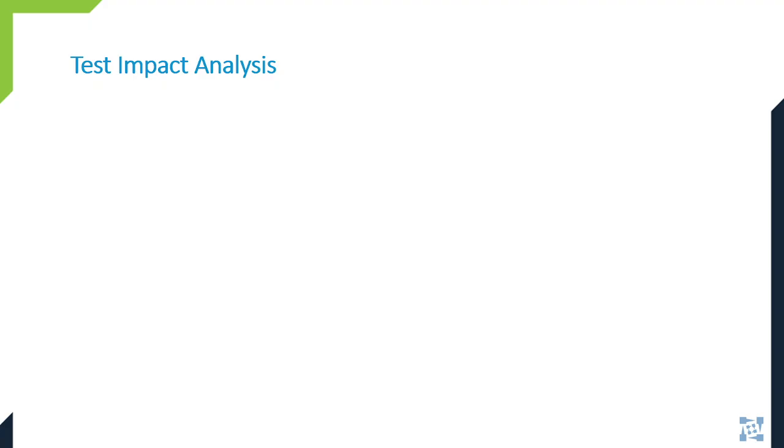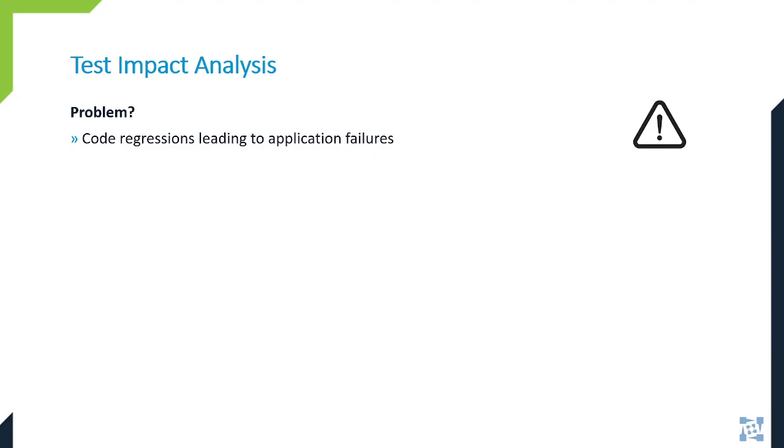Now, let's talk about something every developer dreads: introducing a bug that breaks something downstream. You make a small change, CI runs for ages, and hours later you find out something went wrong. Or even worse, it goes unnoticed until production.